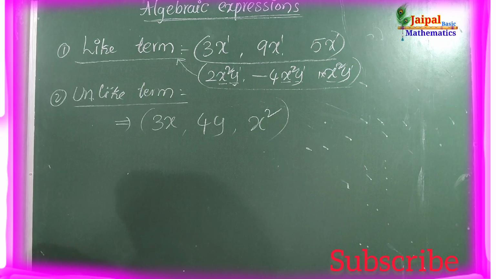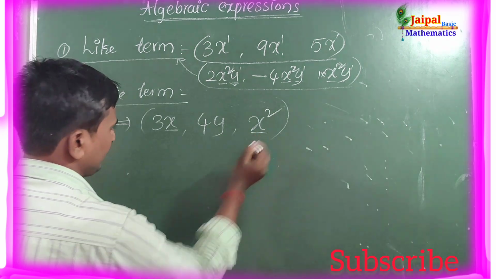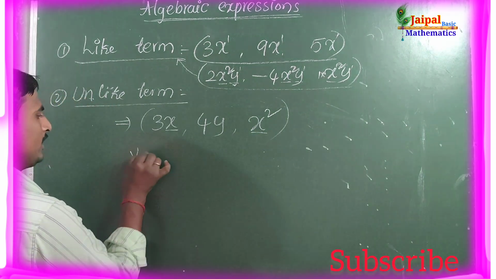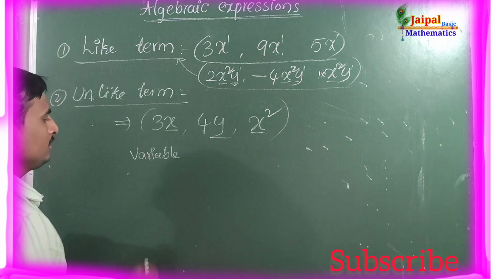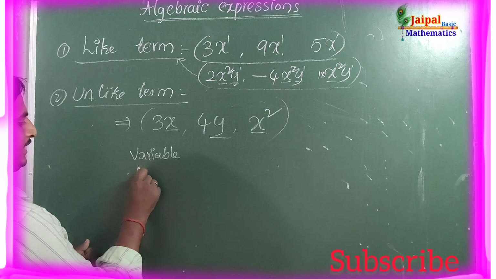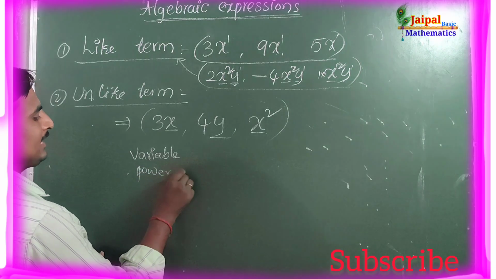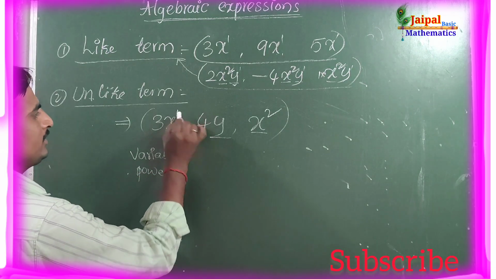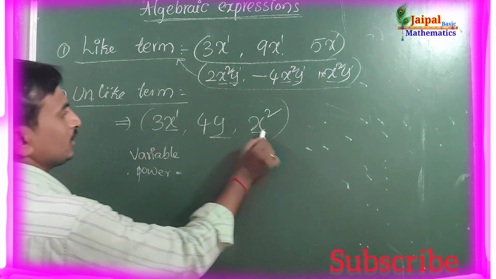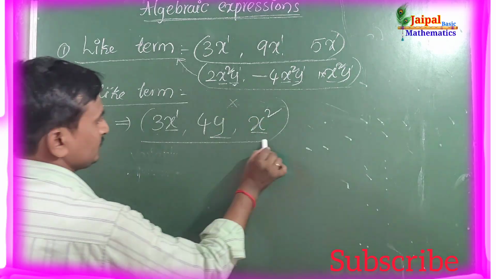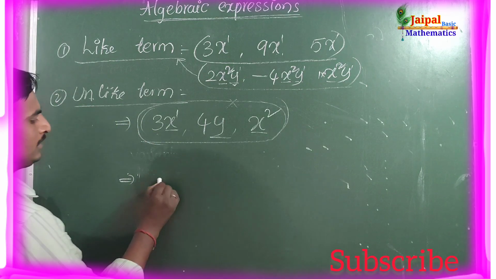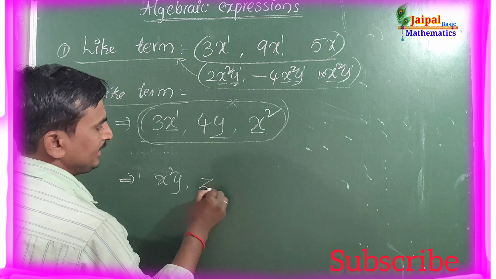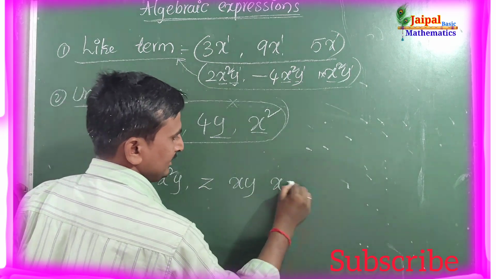Check once, whether the variables are the same or not, first check. Here x is the variable, here also x is the variable. One condition is over, the variable is the same. Here the variable changes, with y. Next, one more condition: the power should be the same. Here power 1, here power 2. So these are not like terms, these are unlike terms. This group of terms is called unlike terms. Let's take one more example. x square y z, xy, xz.